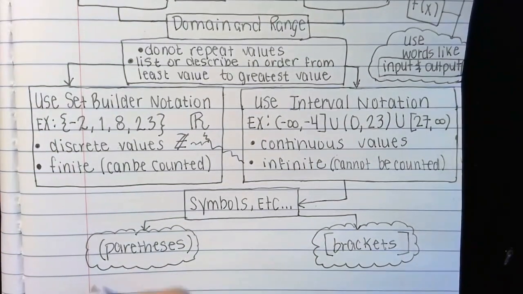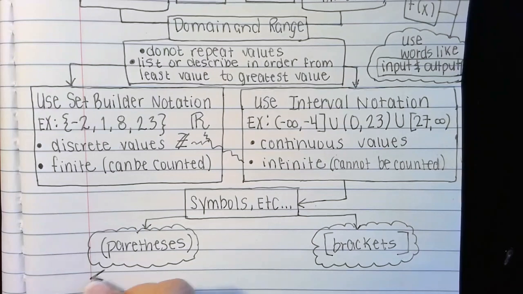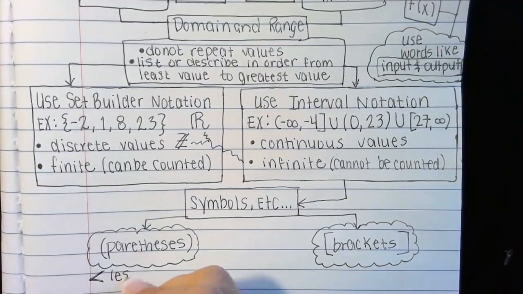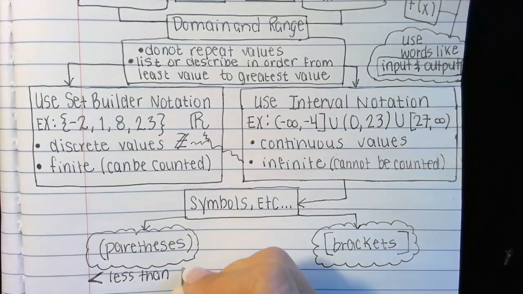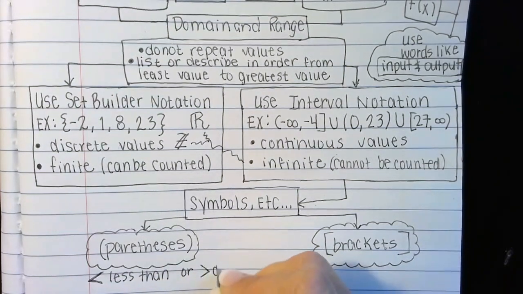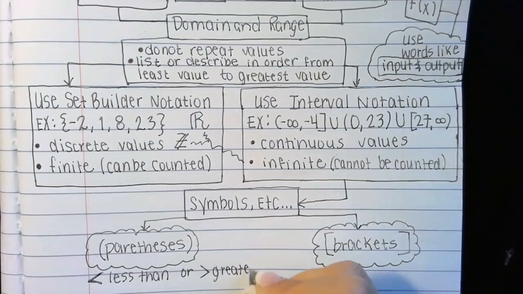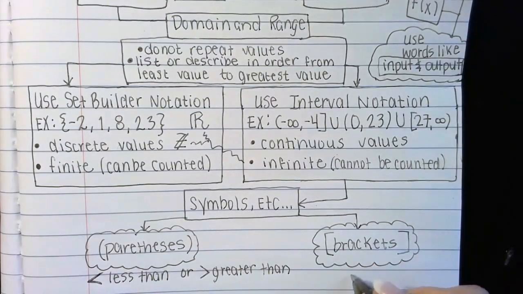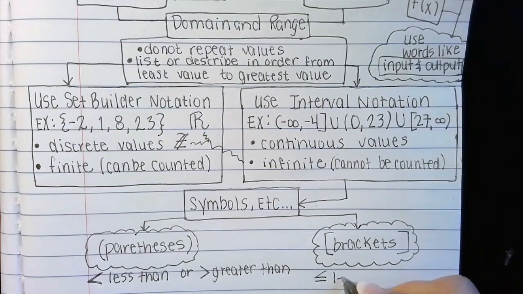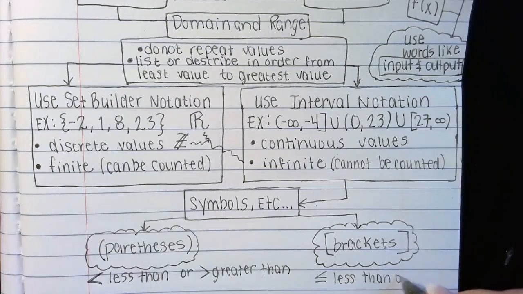You may have a pretty good idea. I did notice that some people do seem to be confused on this, so please make sure you know these really well. You want to use parentheses when it's something like a less than situation, okay, or greater than. That would mean it's not included. Brackets, on the other hand, is a situation where you might see something in the sense of less than or equal to. It means it includes that number, similar to greater.